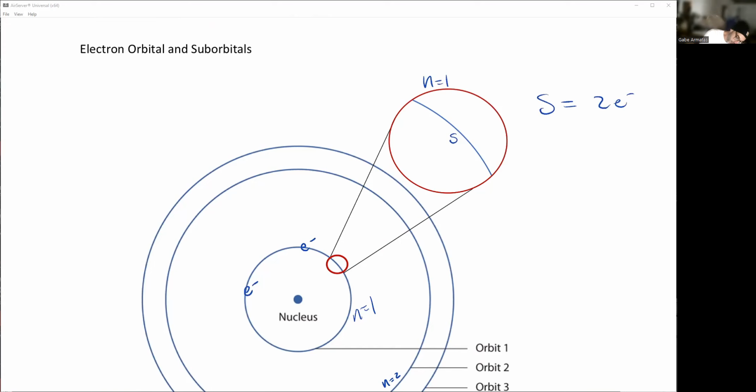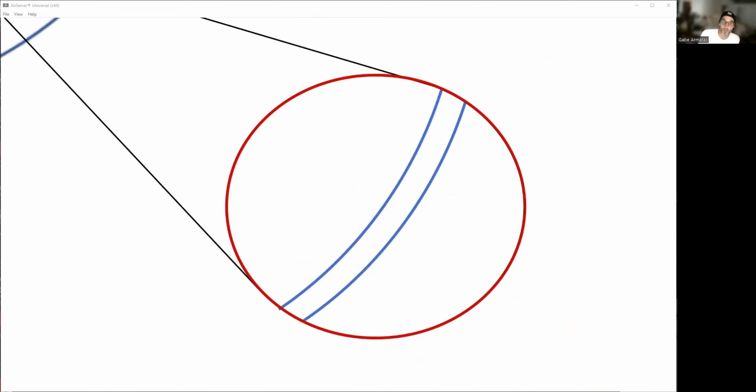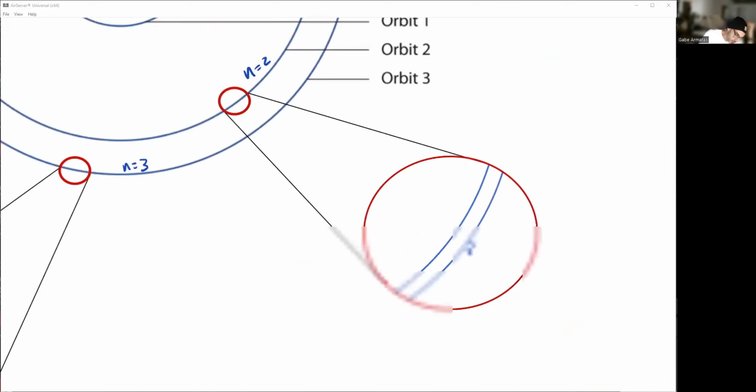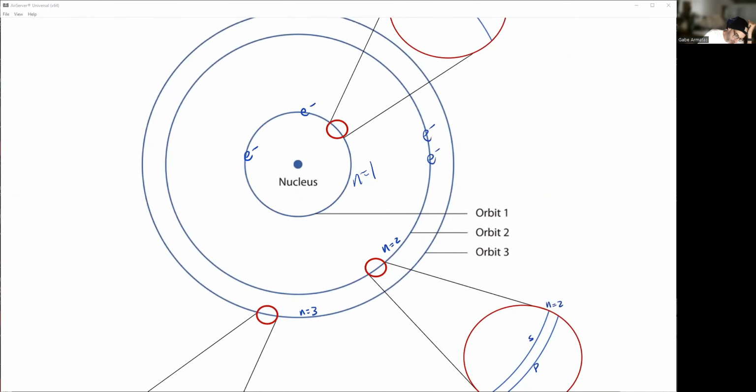Okay. Next up, if we look at n equals 2, if we zoom in, we actually see 2 bands really close to one another. Energy is still quantized, but that's the idea. This line, the one closer, is called the S. The one that's further away is called the P. And so what we see for n equals 2 is there's my 2 s electrons.